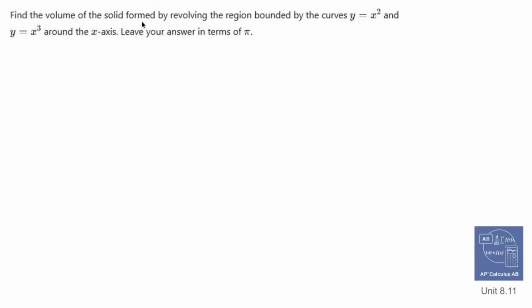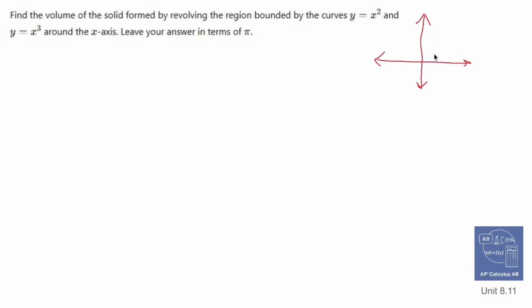Find the volume of the solid formed by revolving the region bounded by the curves y equals x squared and y equals x cubed around the x-axis. Leave your answer in terms of pi. Let's get a visual.